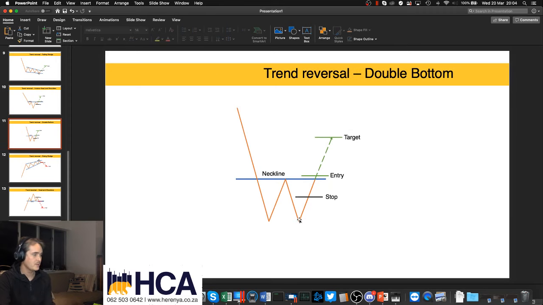Then there's a double bottom. Double bottoms and double tops are actually pretty cool. What you do is you measure the lows, so it would have made a double bottom, to the neckline of this thing, so to the high. That distance you measure out, and that's your double bottom target.